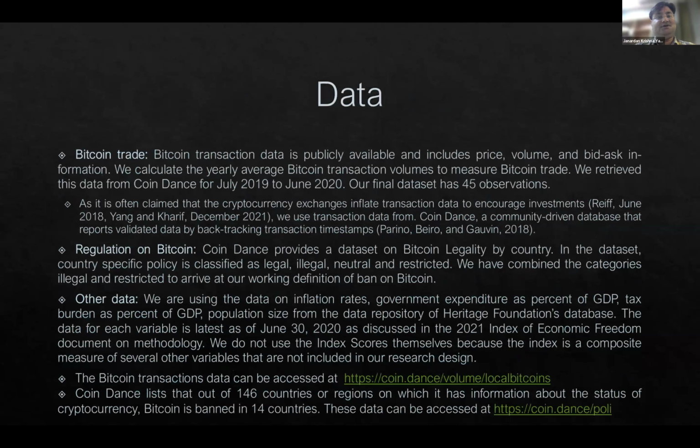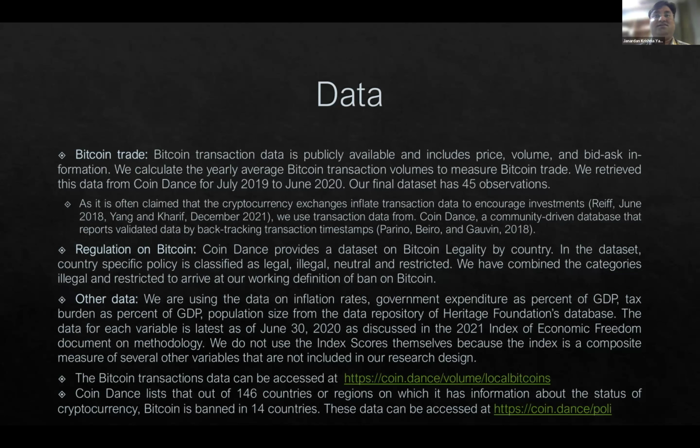Moving further, Bitcoin trade transaction data, how we got the data. This trade data is available from coin.dance. It is a public source. There are partners who confirm it. We actually also found it, and even the literature suggests so.